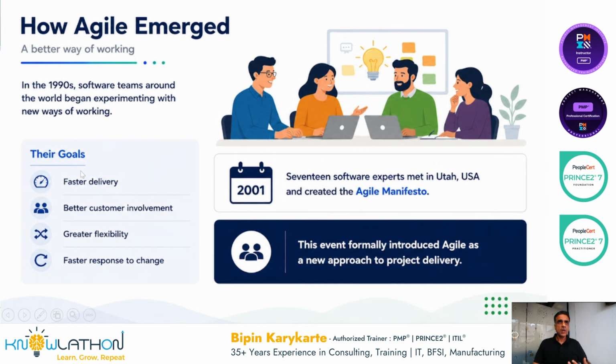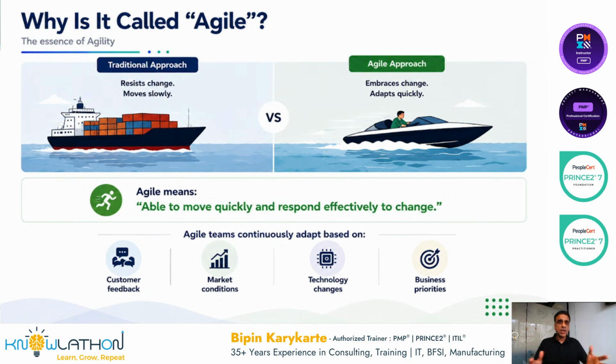So if you are an Agile delivery person, you deliver faster, you have a very close and continuous connect with the customer, flexibility for the customer as well as the development team, and faster response to changes as and when they come up. The teams are in a better position to take up or address those changes, right? So why is it called Agile?